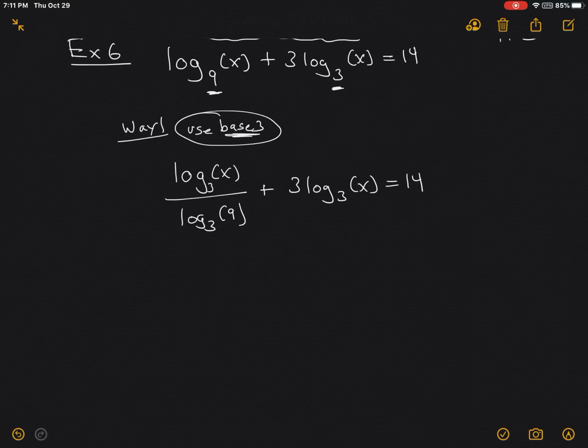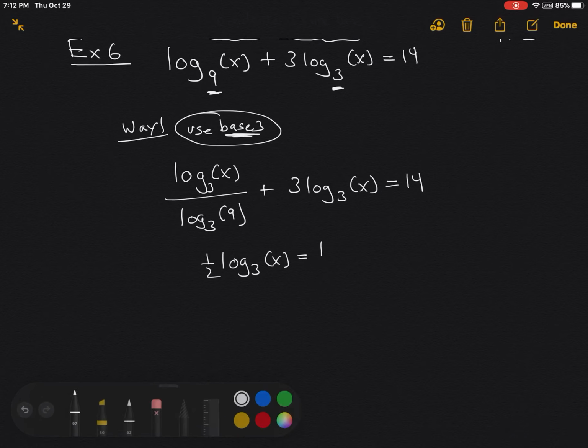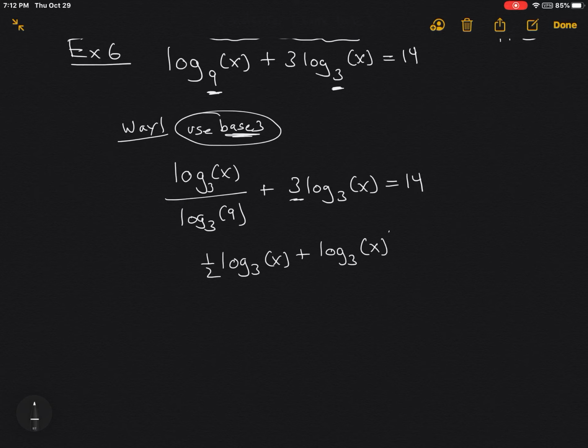Log base 3 of 9, you have to be able to evaluate. You can do that in your head. 3 raised to what power gives you 9? That's going to be 2, right? So if that's 2, write this as 1/2. Sorry, this should be a plus, a positive. Let me erase this here. This should be positive log base 3, right? This 3 right here goes on top as the exponent, as x cubed, is equal to 14.